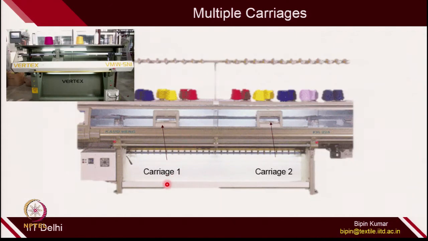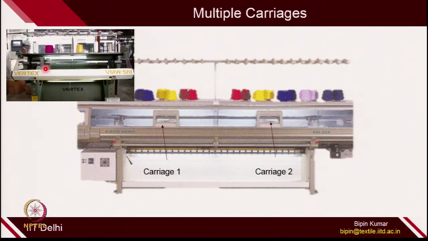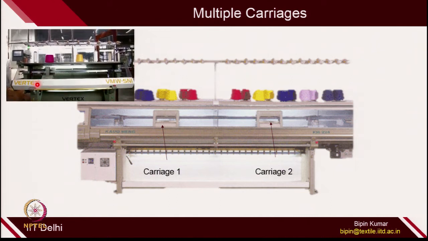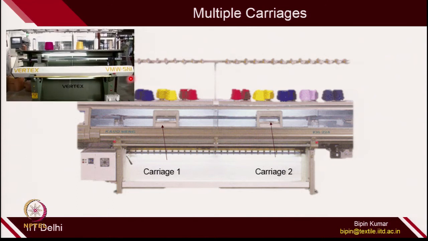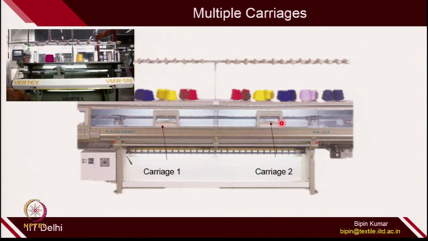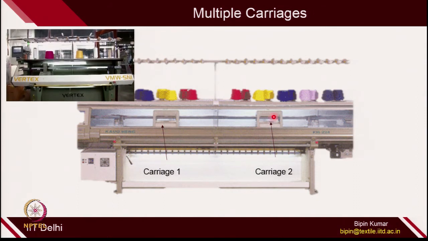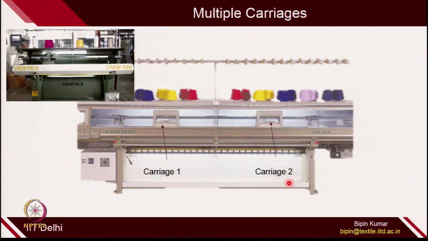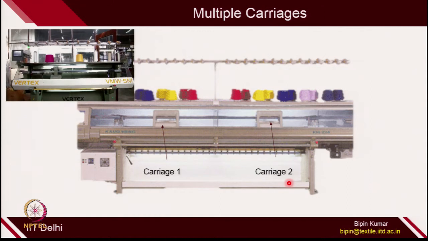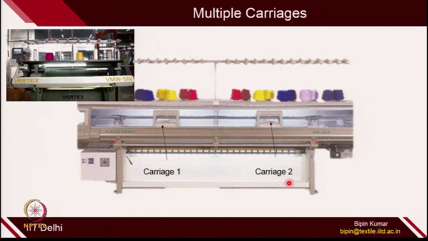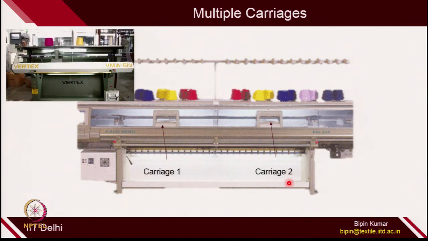The other innovation from the productivity point of view is the number of carriages. On one of the machines, I just showed you the video, one carriage is moving and some portion of the bed is not working at all. If you want to increase productivity, you can use multiple carriages on the same bed. One carriage will make one set of fabrics, and the other carriage will make another set of fabrics. In this way, on the same machine the productivity can be doubled because you have two carriages. On some machines you can observe up to three carriages.